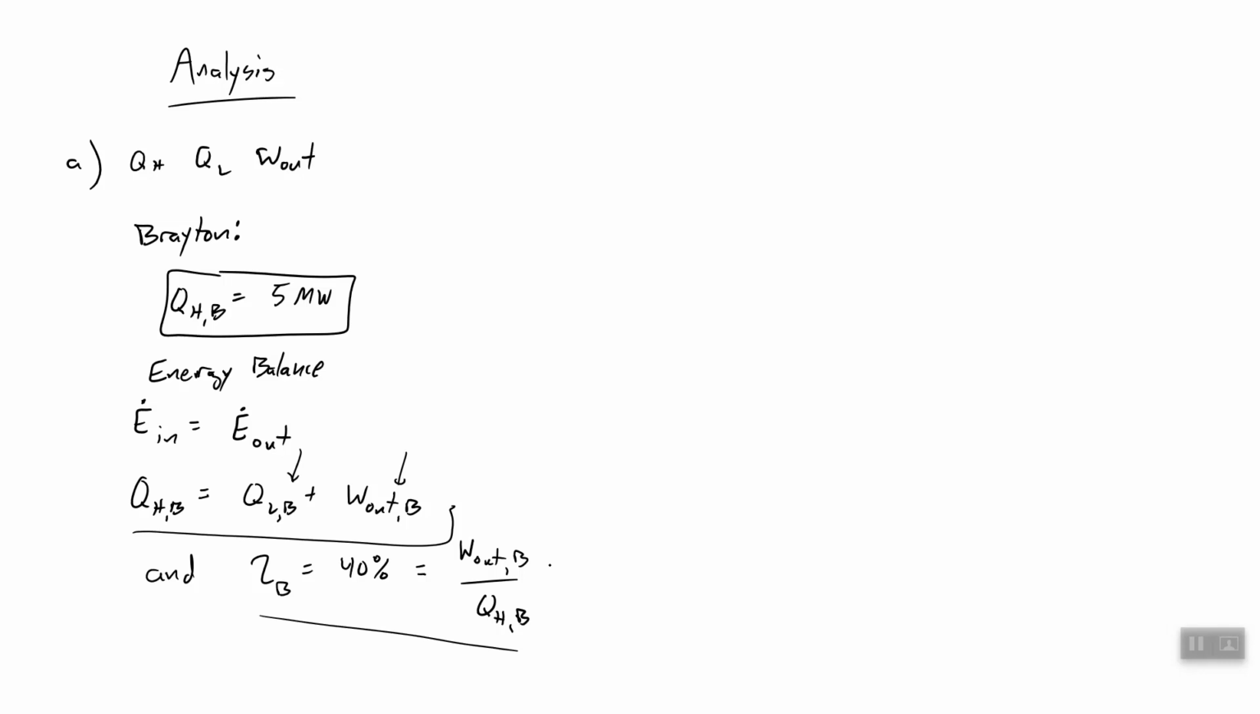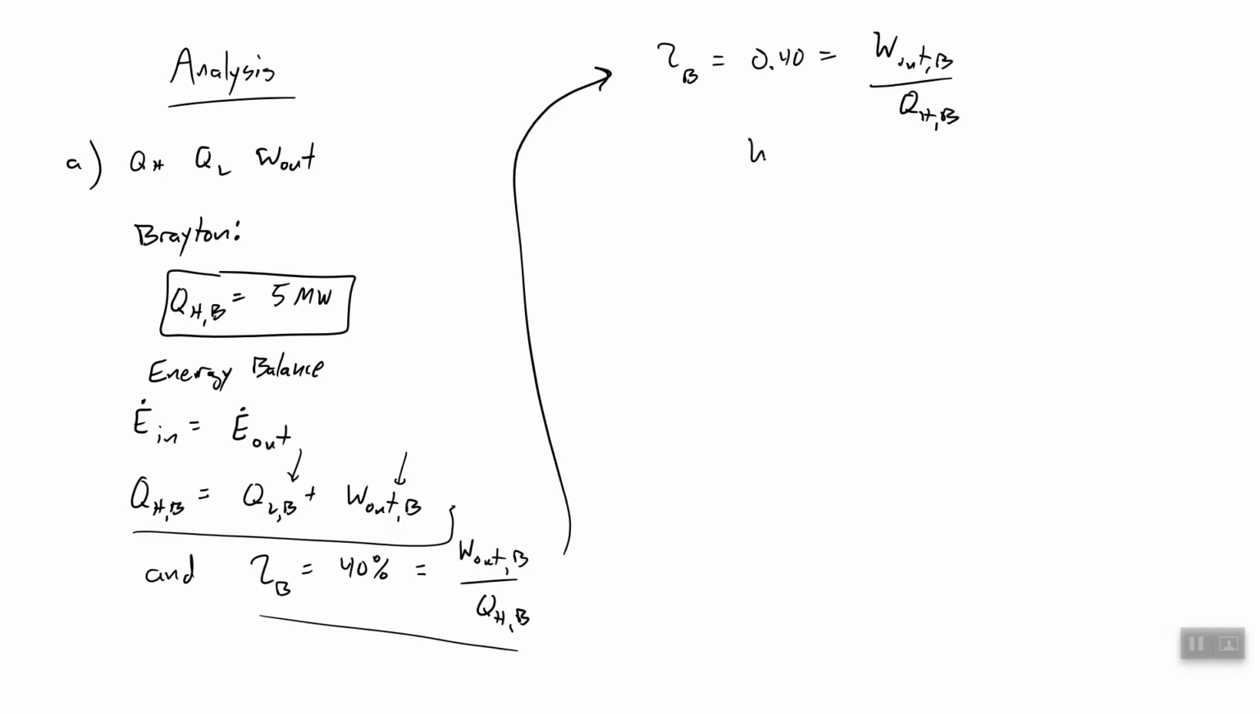We'll begin with the efficiency equation. The efficiency of our Brayton cycle, which is 40%, is equal to work out divided by QHB. We can rearrange this to get the work out of the Brayton cycle is equal to 40% of the heat input, which is 5 megawatts. And when we do that calculation, we get 2 megawatts.